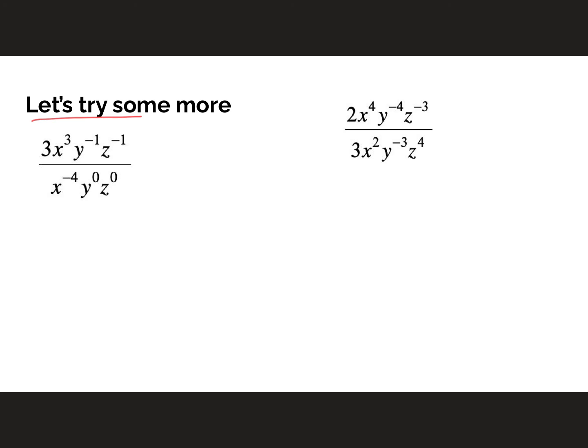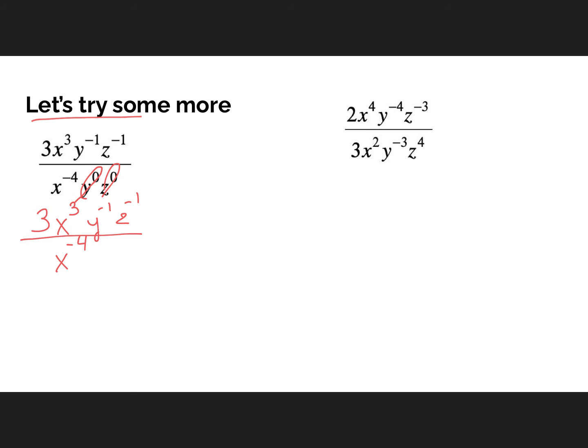First thing I want to do is see these ones that have zeros? They're just going to go away, because remember, they just become 1. So I have 3x to the 3rd, y to the negative 1, z to the negative 1 over x to the negative 4. Okay, so now we haven't seen this before. We have a negative on the bottom of our fraction. If it's on the bottom, then the negative makes it move to the top. If it's on the top, the negative makes it move to the bottom.